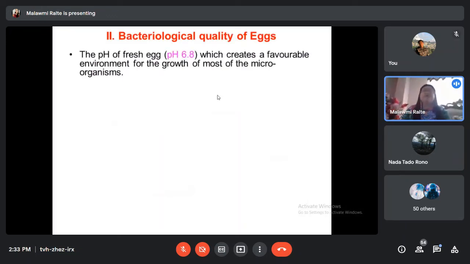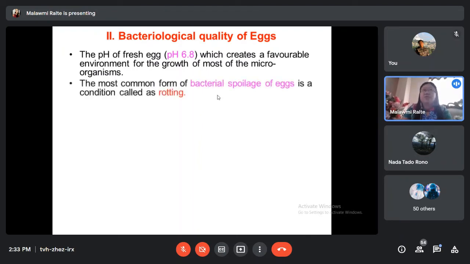Then the second category, the first category is finished, that is physical quality of the egg. Now let's see the bacteriological quality of the egg. So we know that the pH of the fresh egg is 6.8, which creates a favorable environment for growth of most of the microorganisms. That's why egg also spoils faster, isn't it? And there are also pores in the egg, no? That's why.